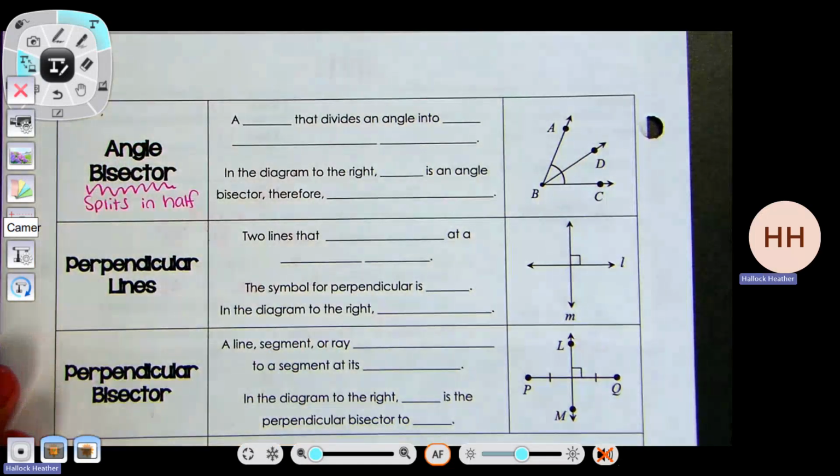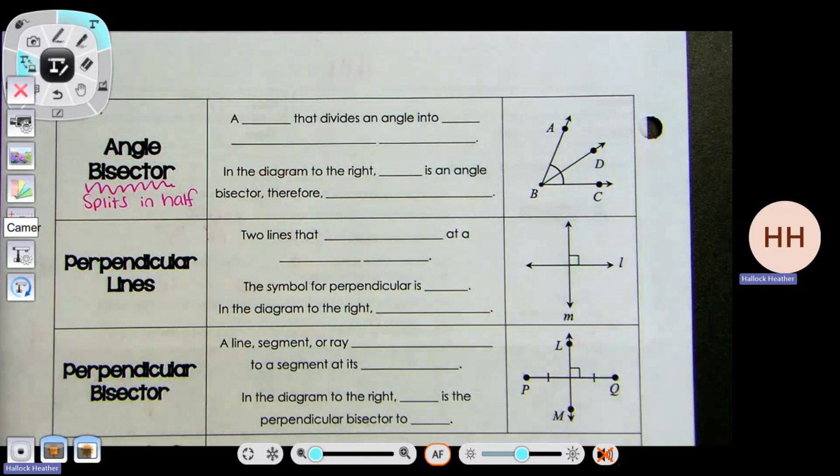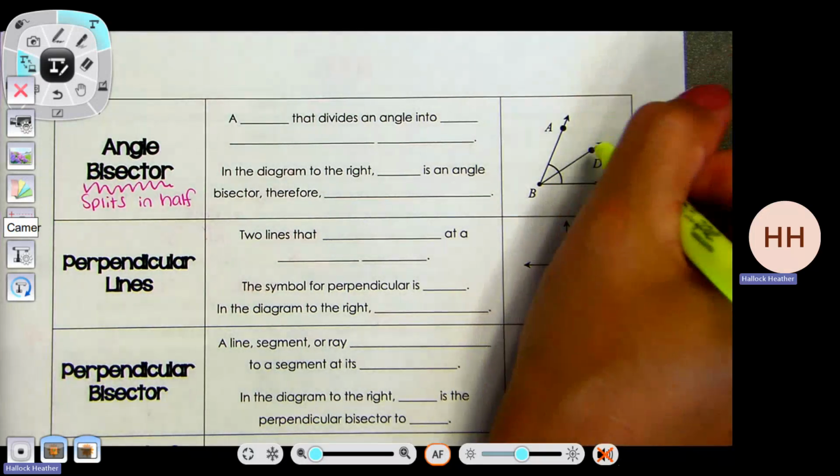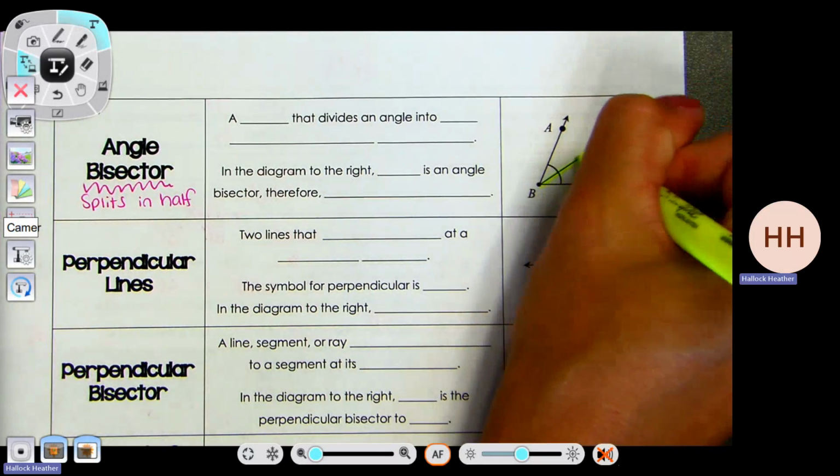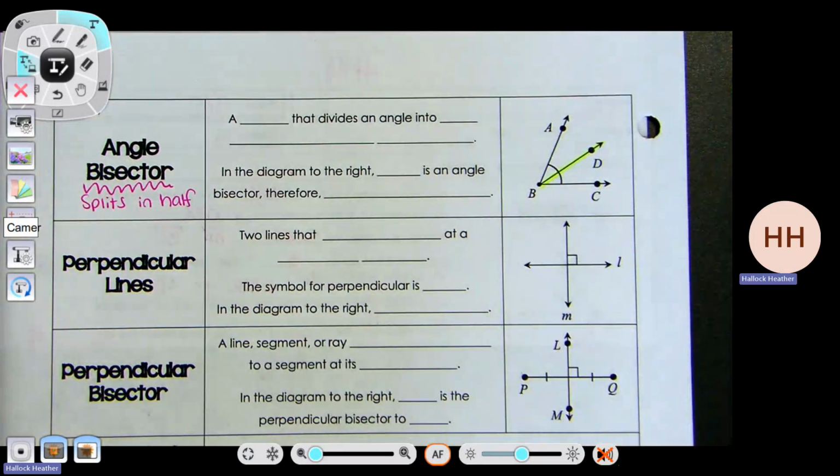Right down the middle, technically. So if it ever says bisector, you know it's splitting in half. It's 2 equal parts. So if you look at your picture, if you have a colored pen or a highlighter, you could add this. This part is your angle bisector because it's splitting ABC into 2 parts.